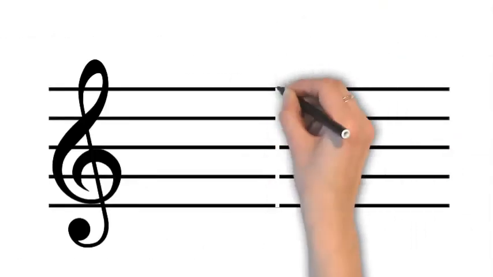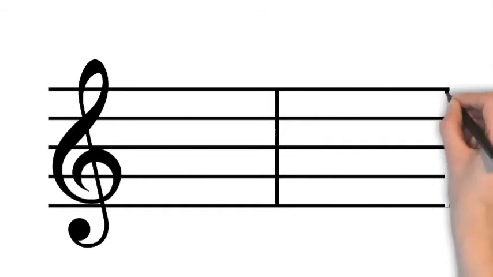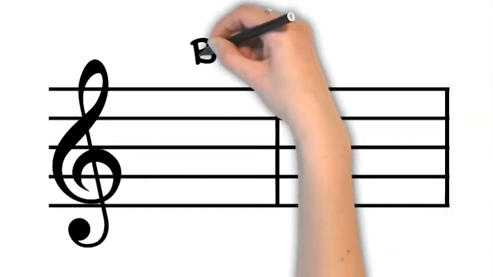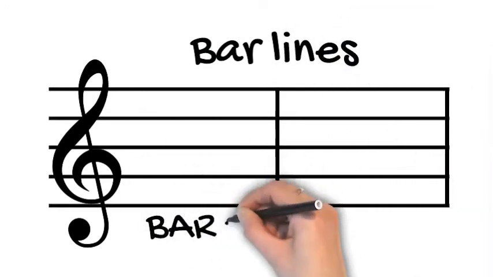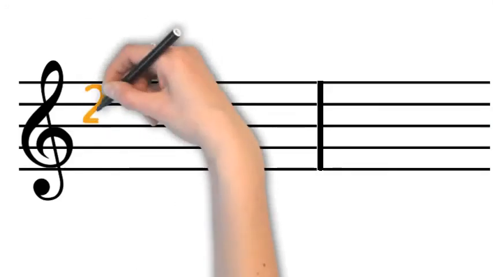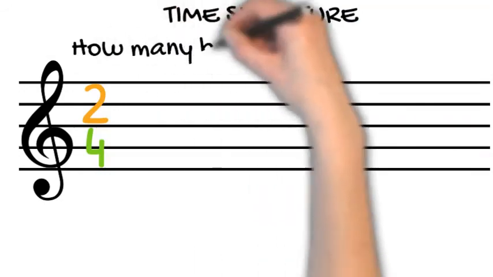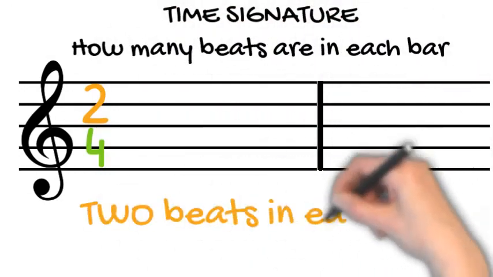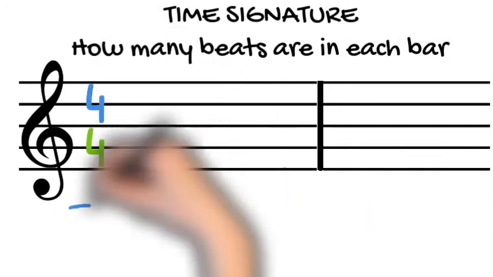Well, you might have noticed that across the length of a stave, there are little lines dividing it into smaller sections. These are bar lines, and we refer to each section as a bar. At the beginning of a piece of music, just after the clef, is something called the time signature, which tells a performer how many beats are in each bar. This says that there are 2 beats in each bar. This says that there are 3, this one 4, and so on.